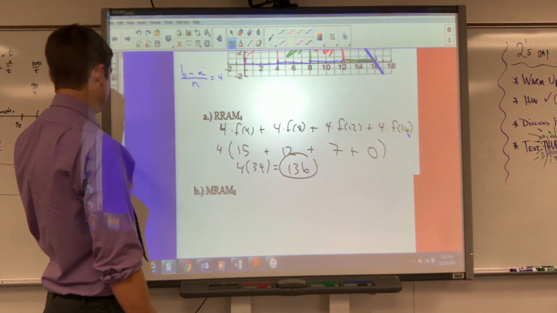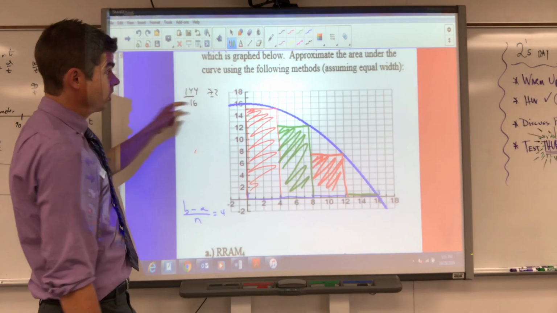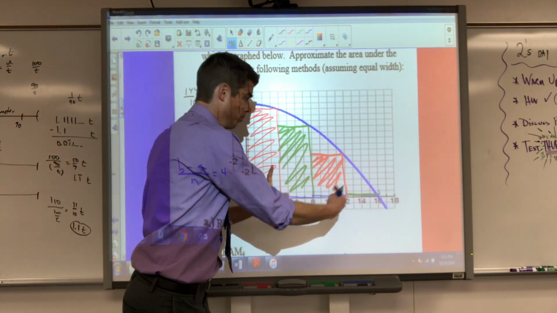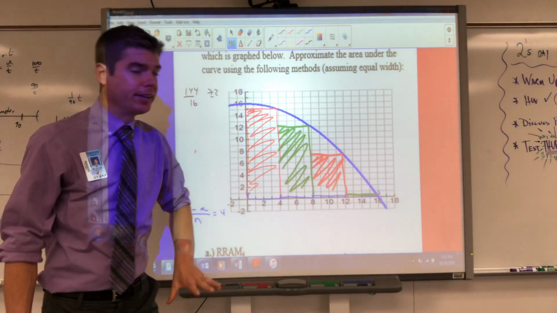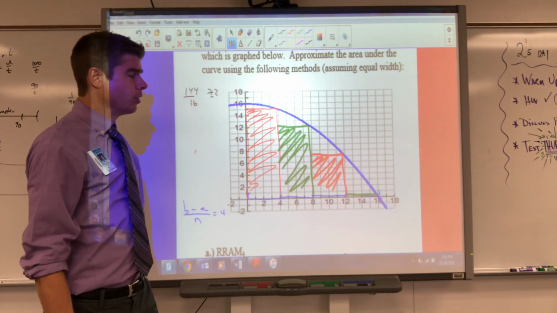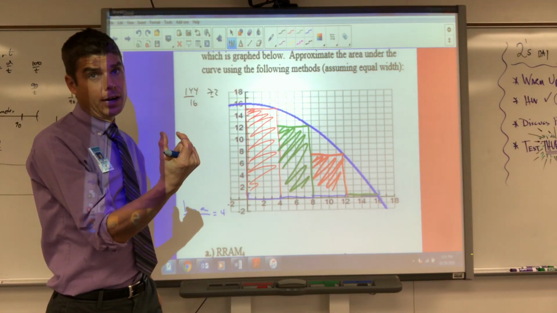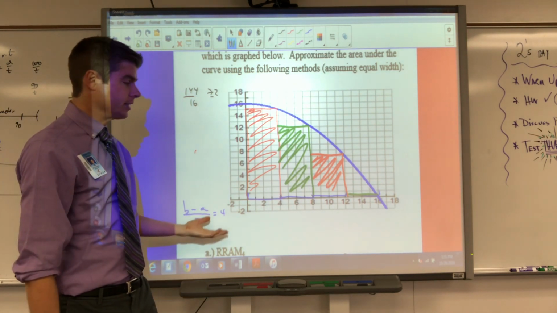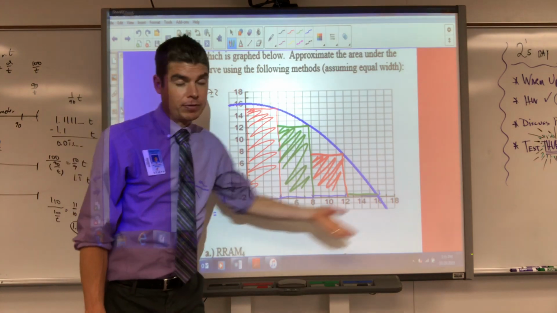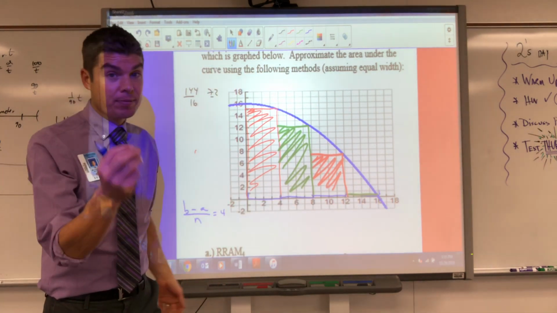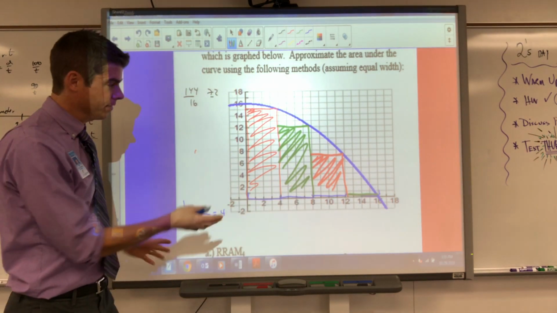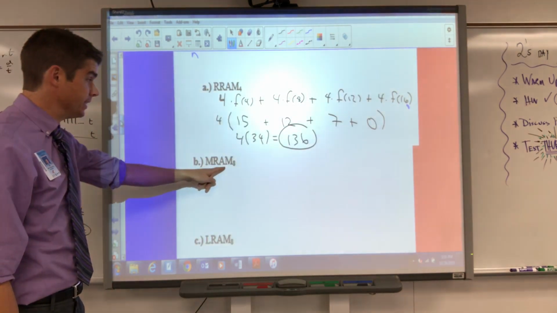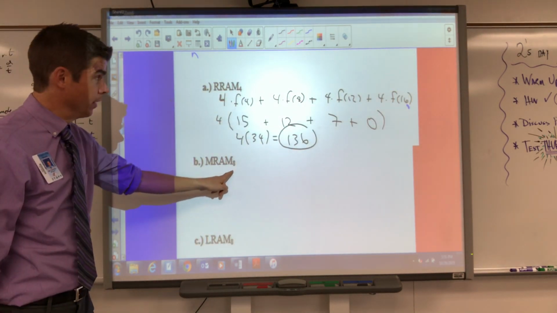Now, that's definitely an underapproximation because look at all the extra space. This was a very clunky, cumbersome set of rectangles. It's not very good at all. If we made them narrower, we would get better accuracy. But just for the sake of this, I don't want to do a whole bunch of rectangles here. I know that you know how to multiply. I'm just showing you the different models. If I do an LRAM 8, that means I need 8 different rectangles.